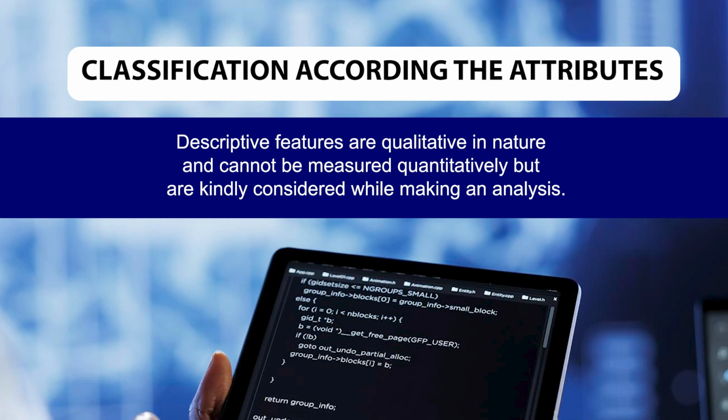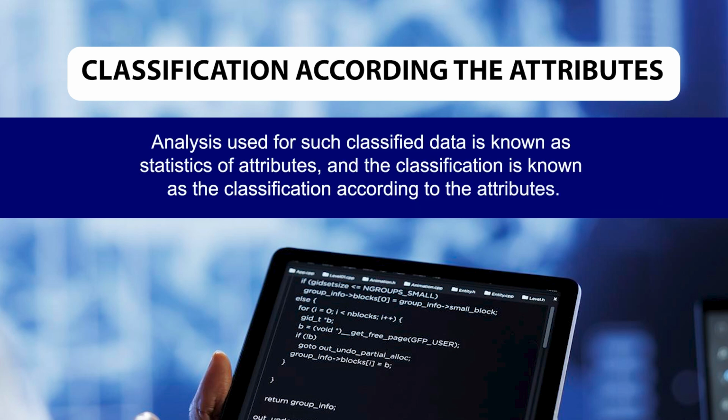And the descriptive features are qualitative in nature and cannot be measured quantitatively, but are considered while making an analysis. And the analysis used for such classified data is known as the statistics of attributes, and the classification is known as classification according to the attributes. This is how we can broadly understand the classification according to the attributes.